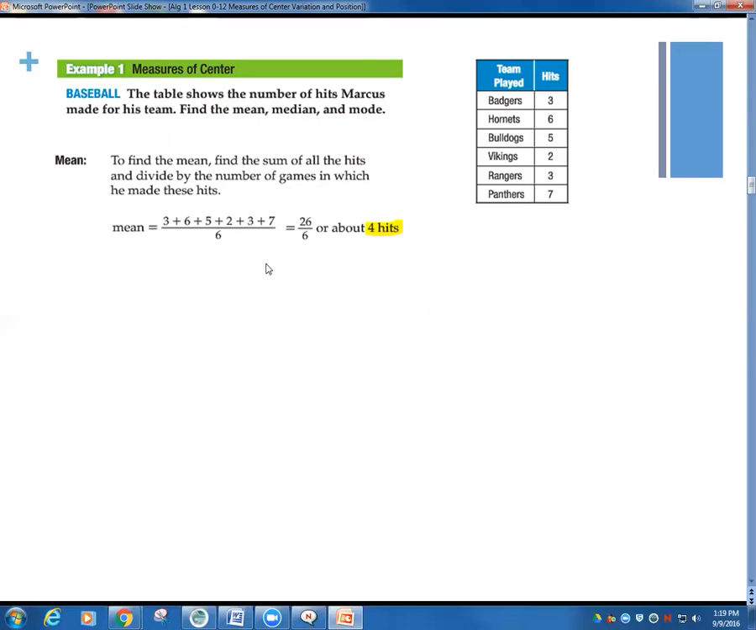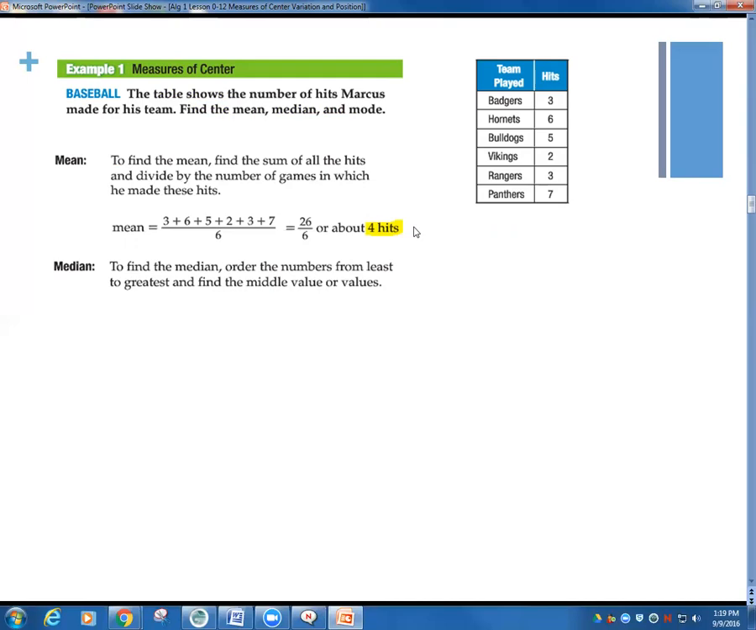Okay, I know it doesn't come out to exactly 4, it's like 4.5. So we just rounded down to the nearest hit. If that question came up on the homework, I would accept the decimal also. If you went out a couple decimal places, that'd be fine.